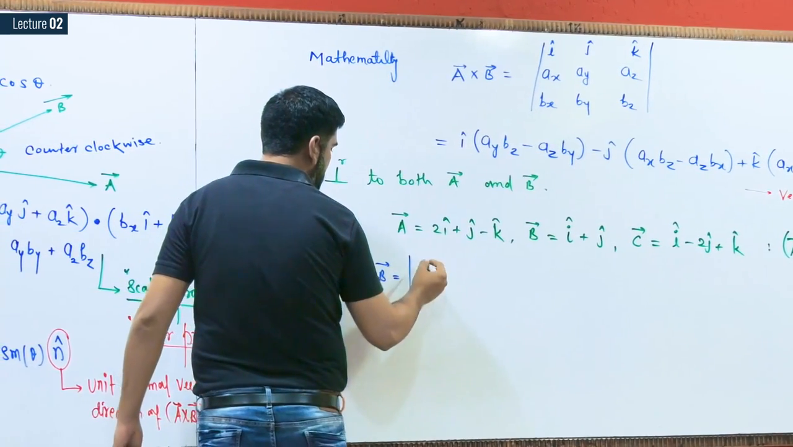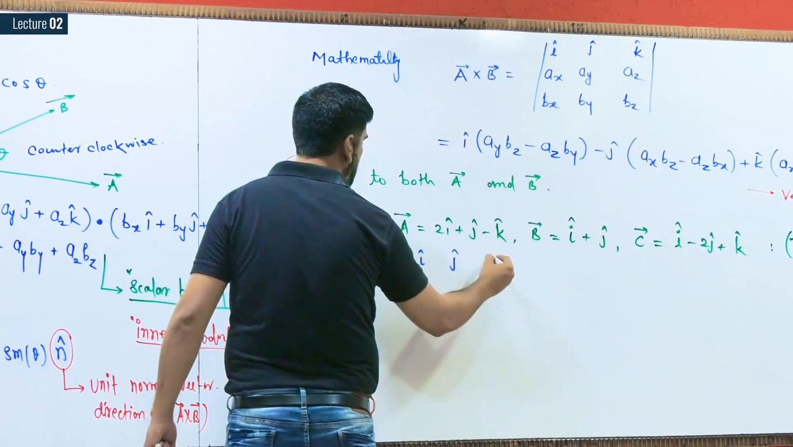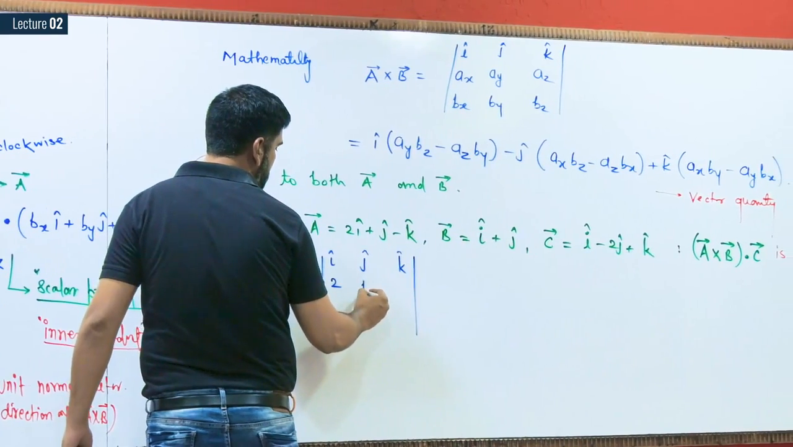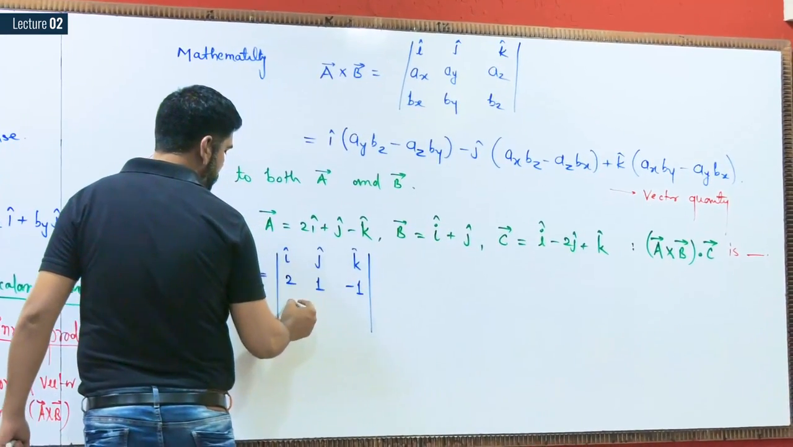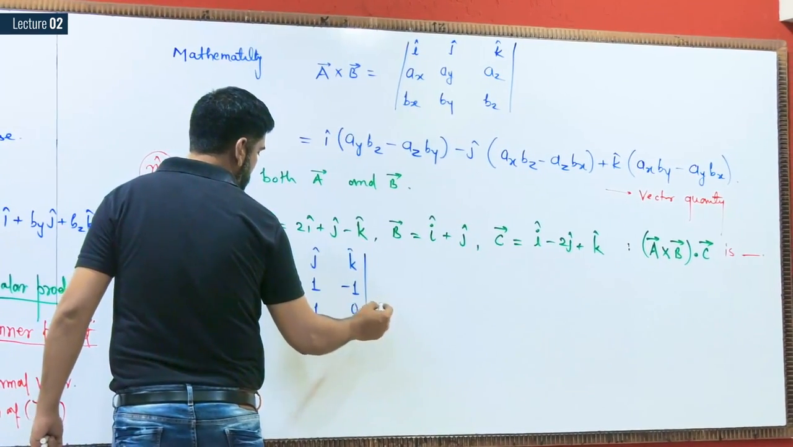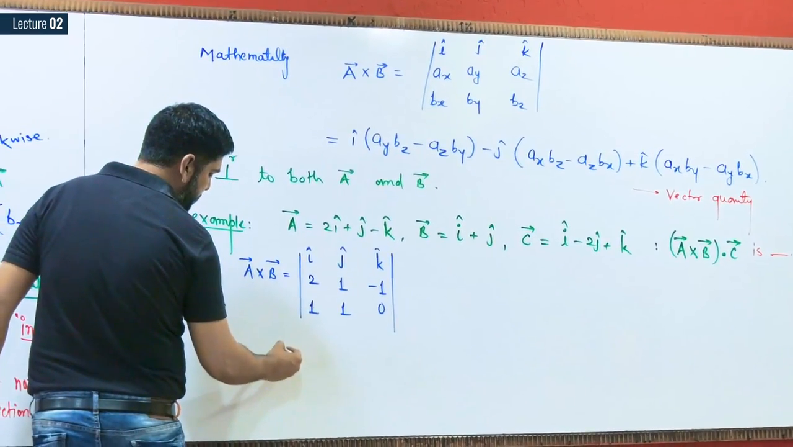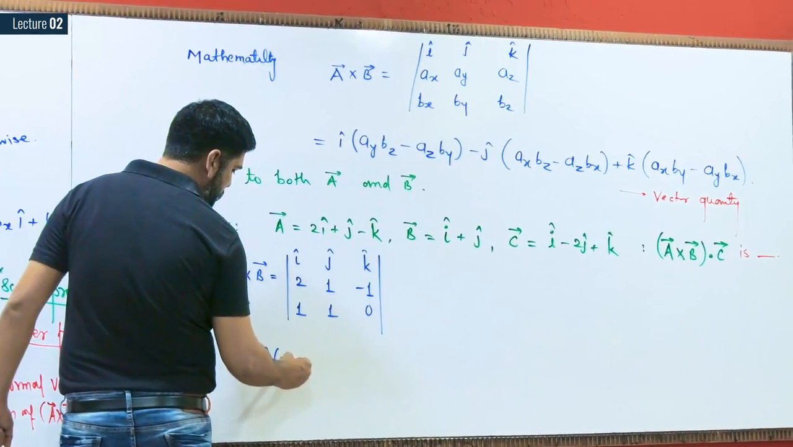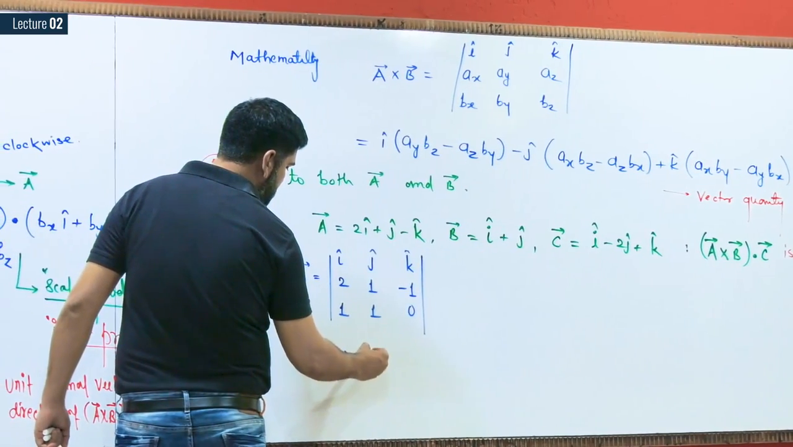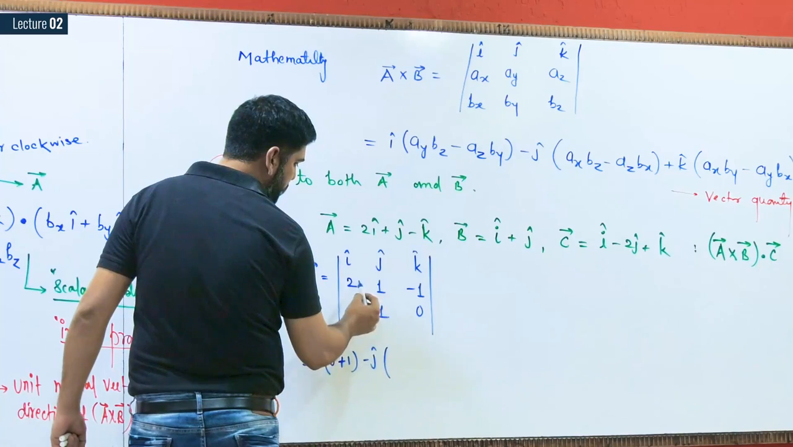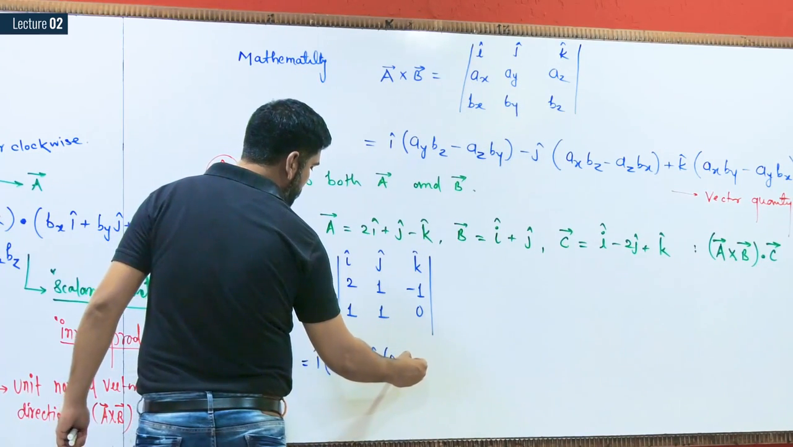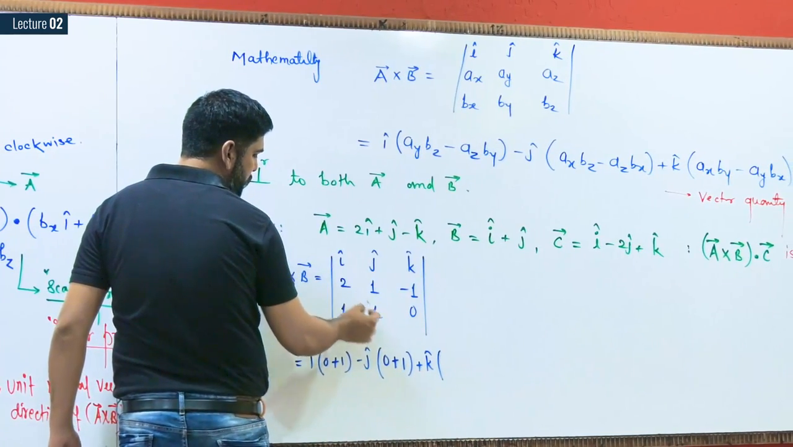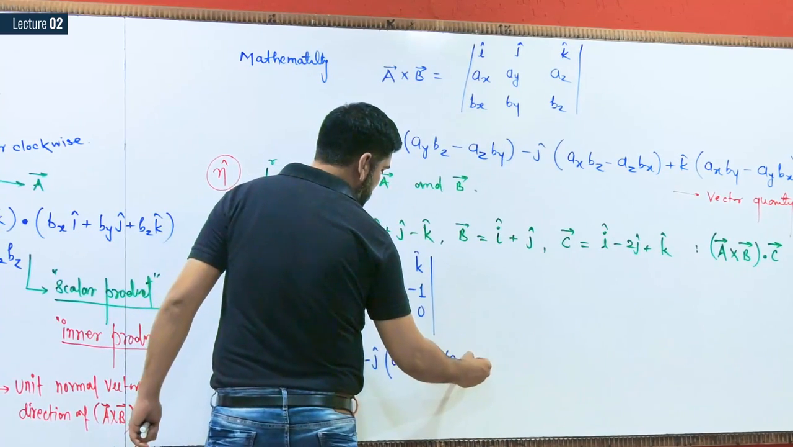So what is the value of A cross B? I'm having i cap, j cap and k cap. A is 2, 1 and minus 1, and B is 1, 1 and 0. So I'm having i cap, and what comes? 1 into 0 minus minus 1, so 0 plus 1. And now minus j cap: 0 minus minus 1, plus 1. And again plus k cap. What is the value here? I am having 2 minus 1.